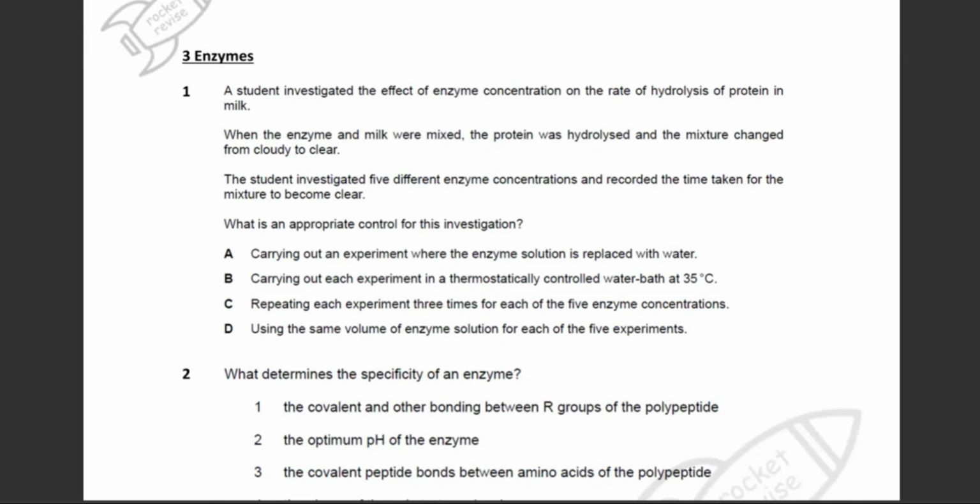So, first question is, a student investigated the effect of enzyme concentration on the rate of hydrolysis of proteins in milk. When the enzyme and milk were mixed, the protein was hydrolyzed and the mixture changed from cloudy to clear. The student investigated 5 different enzyme concentrations and reported the time taken for the mixture to become clear. What is an appropriate control for this investigation? A. Carrying out an experiment where the enzyme solution is replaced with water. Why A?